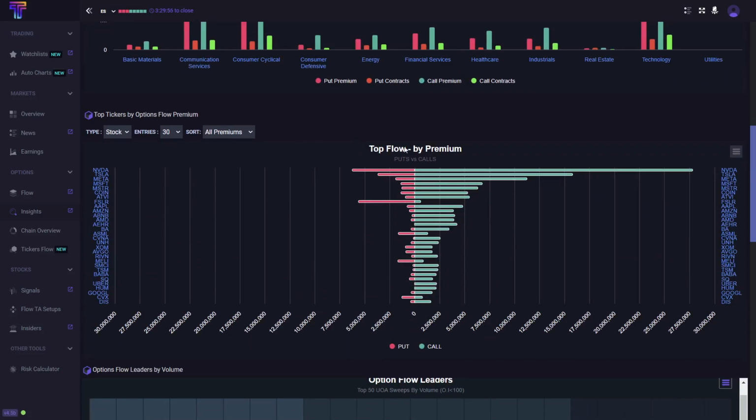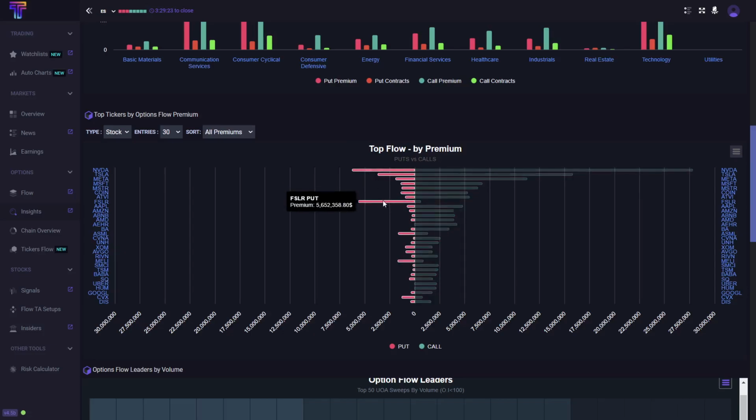Lastly, we're going to go over top flow by premium. And what this does, it shows the top option flows throughout the trading day, the tickers associated on this side, and whether there's bulls or bears. So in this case, NVIDIA has 27.5 million worth of option contracts getting bought today, whereas they had roughly 6.2 million worth of puts. So the bigger the difference between the green and the red can give you an overall sentiment of where money's going.